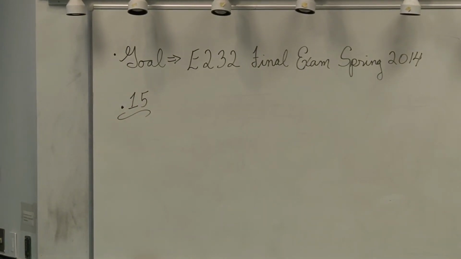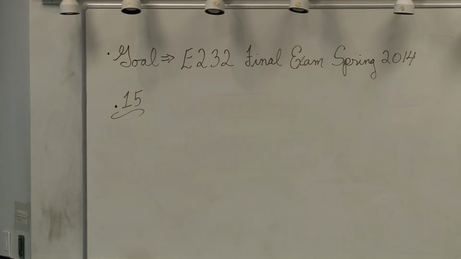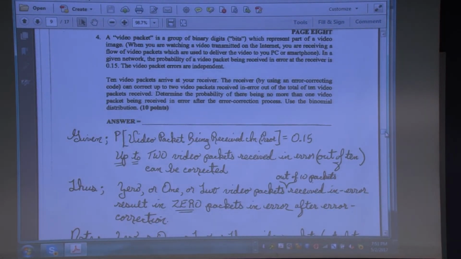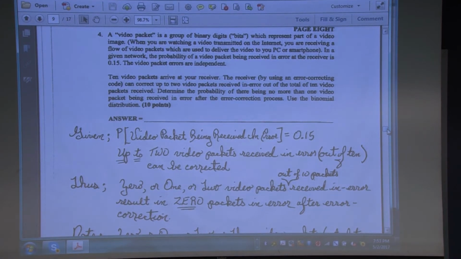Now, this is interesting. 10 video packets arrive at your tablet device or your smartphone. Now, your smartphone and tablet device have a way to correct errors, but only up to a certain number. If there's too many errors, it's hopeless. If there's a few errors, we have a chance we can correct them. So the receiver can correct up to 2. That means it can correct up to 2 video packets in error out of the total of 10. Determine the probability there's no more than 1 video packet, no more than 1, received in error after the error correction process.